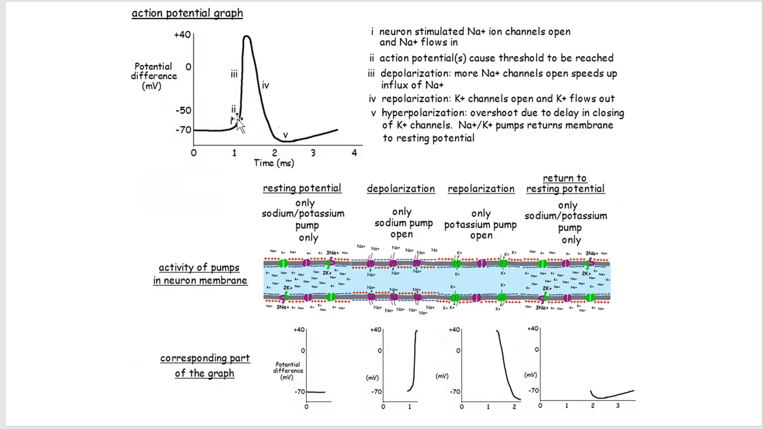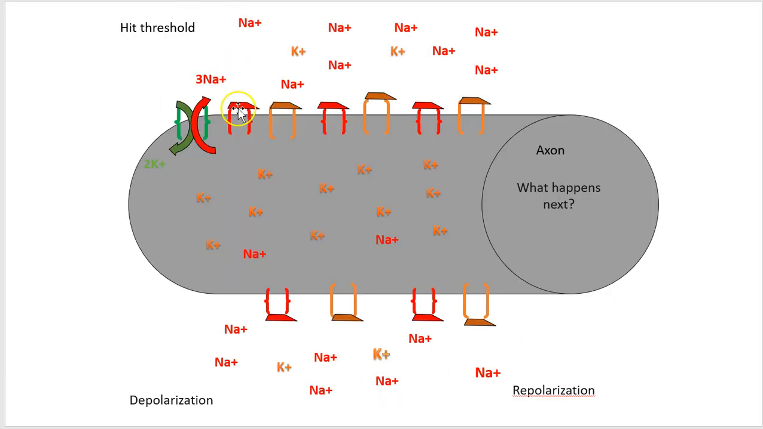Okay, the sodium gated voltage channels open. So imagine these red gates opening. What is sodium going to do when that happens? Sodium is going to go from a high concentration to a low concentration. It's going to rush into the neuron when we hit threshold and the sodium gated ion channels open.